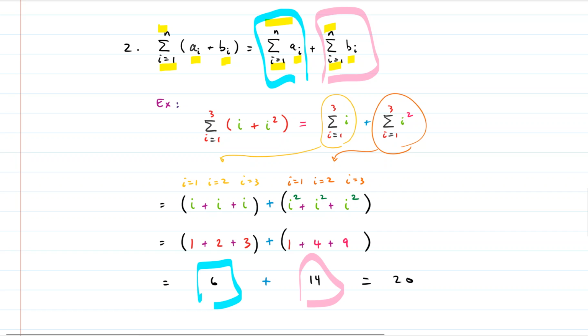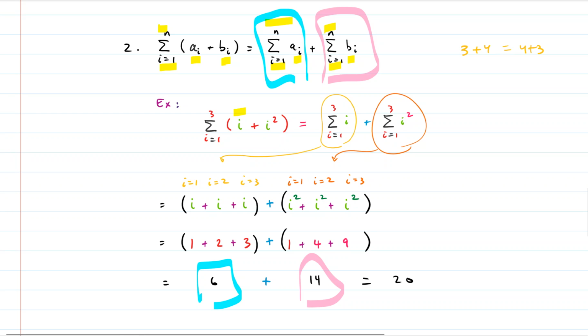But the cool thing is that because of the fact that addition is commutative, meaning we can move things around, 3 plus 4 is the same thing as 4 plus 3, we can move the terms around. That makes this possible. So here's an example.